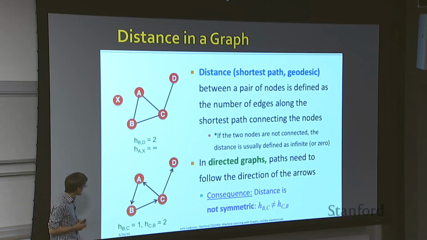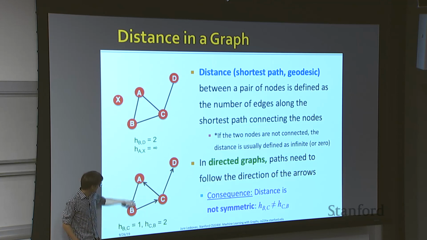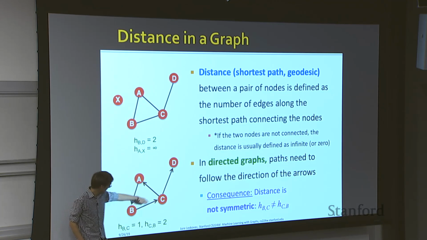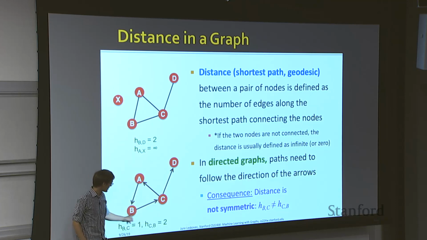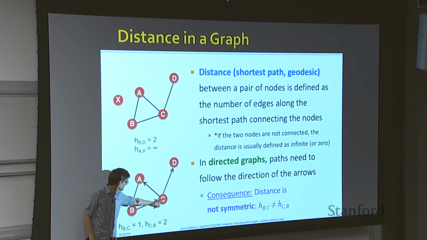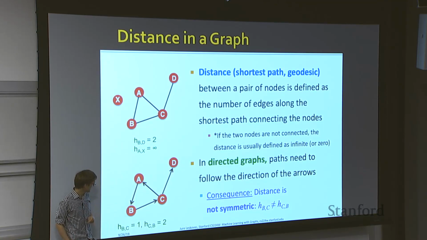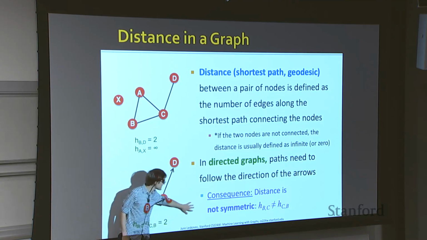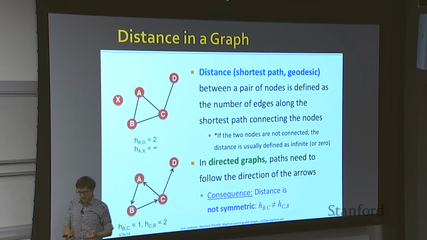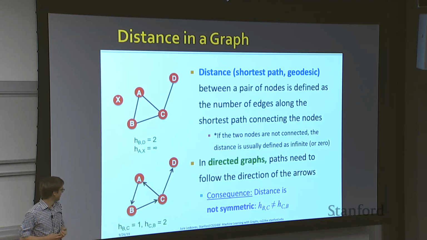So what does this mean? For example, the distance between B and C is 1, because I can just traverse the edge, but the distance between C and B equals 2 because I go this way. Right? And what is the consequence? The consequence is that in this case, distance is not symmetric, right?